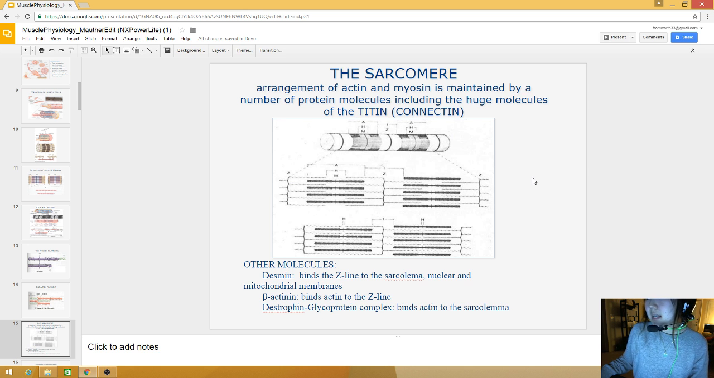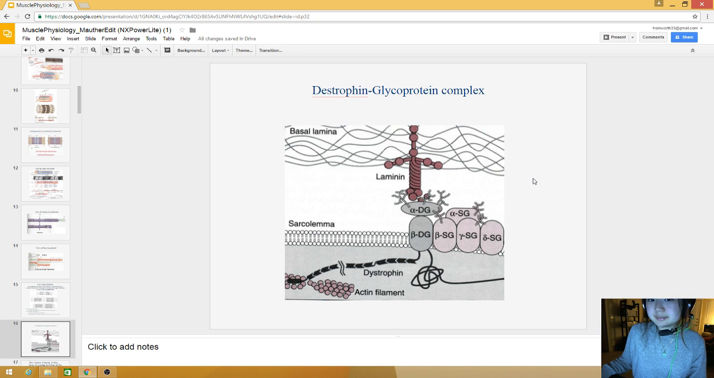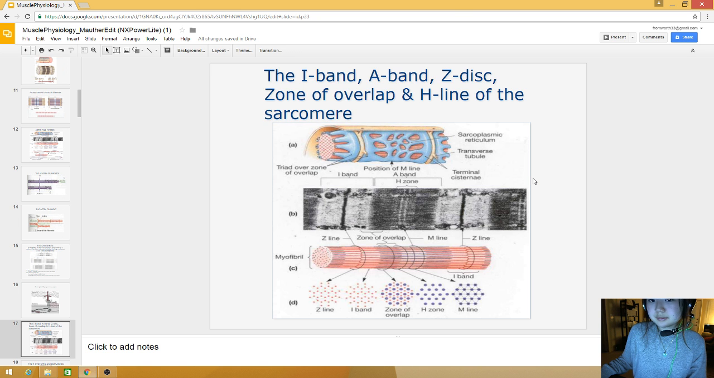Desmin binds to the Z line, to the sarcolemma from the inside, and dystrophin binds the actin filament to the sarcolemma. The sarcoplasmic reticulum is the blue-like net thing, which is covered by the sarcolemma. The transverse tubule, seen right here, is part of the sarcolemma that goes deep into the muscle fiber to bring the action potential to the interior of the muscle fiber.